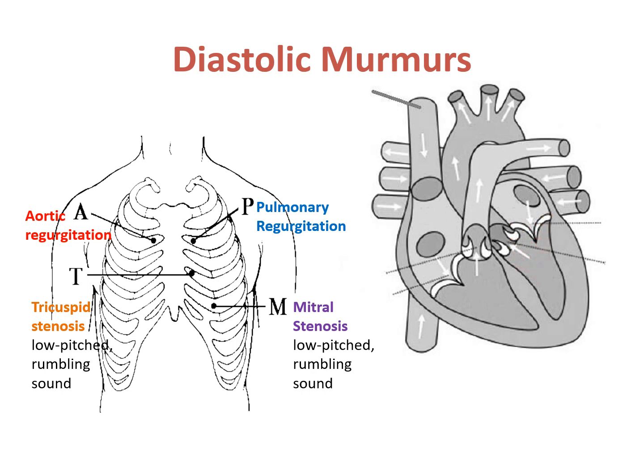Tricuspid valve stenosis murmur is a low-pitched rumbling sound heard during diastole, caused by restricted blood flow through the narrowed tricuspid valve.